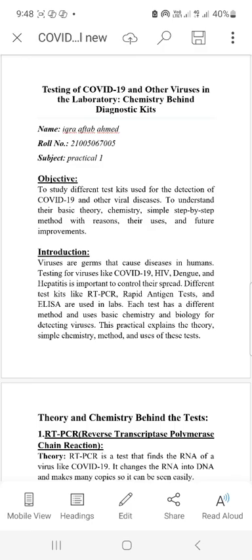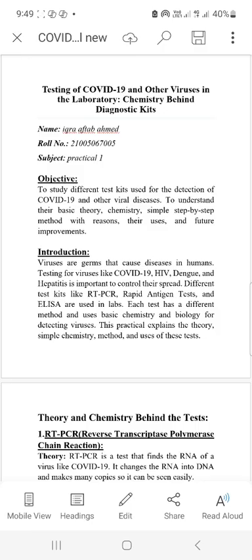So first, we should know what is COVID-19. It was a viral disease that was spread in different parts of the world, also known as coronavirus. Other than this virus, we will also study other viruses that are being tested in the laboratory.